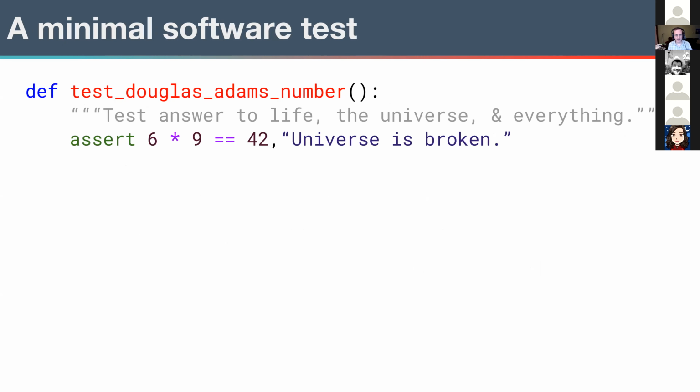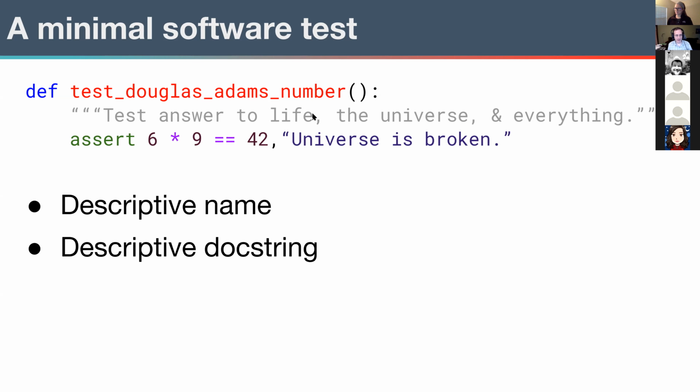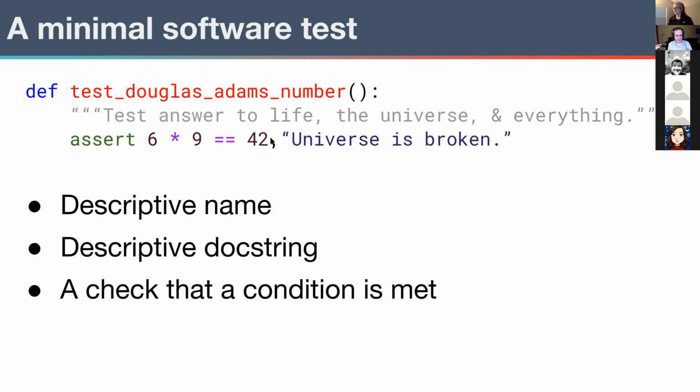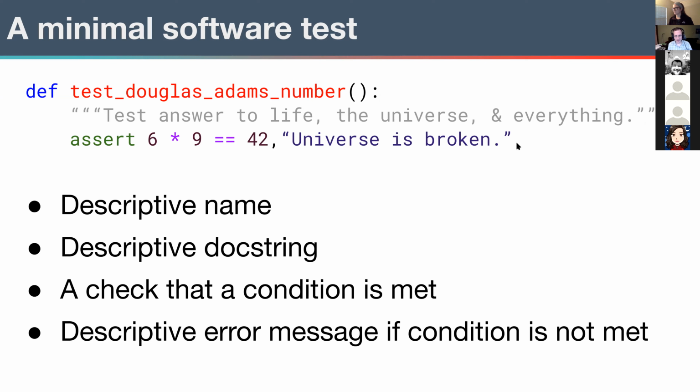Right, so here's the anatomy of a simple software test to test the Douglas Adams number from Hitchhiker's Guide to the Galaxy. So we have a descriptive name of the test. We have a descriptive documentation string. We have a check that a condition is met. And we have a descriptive error message if a condition is not met.